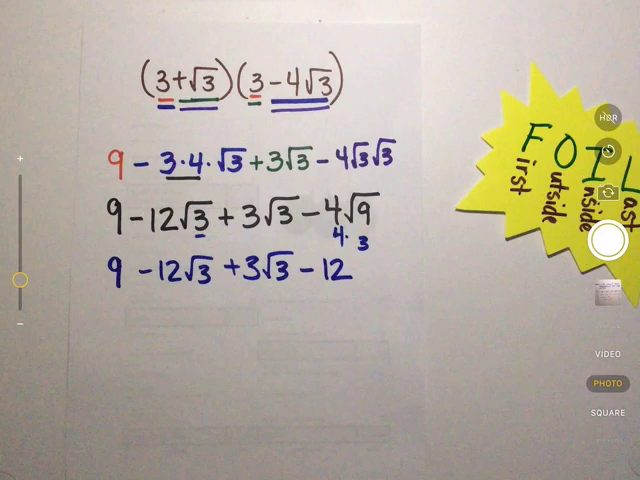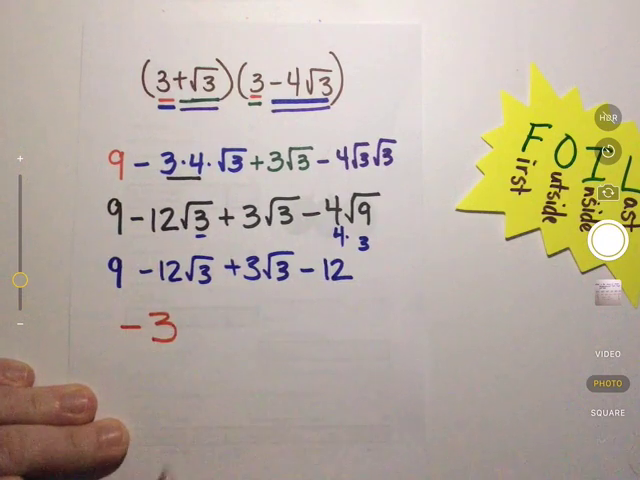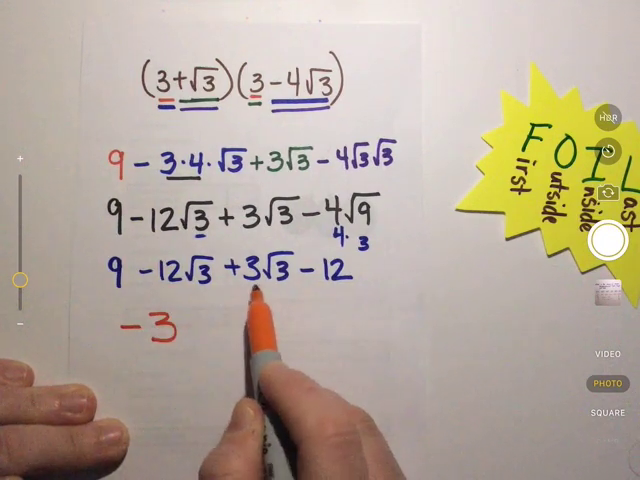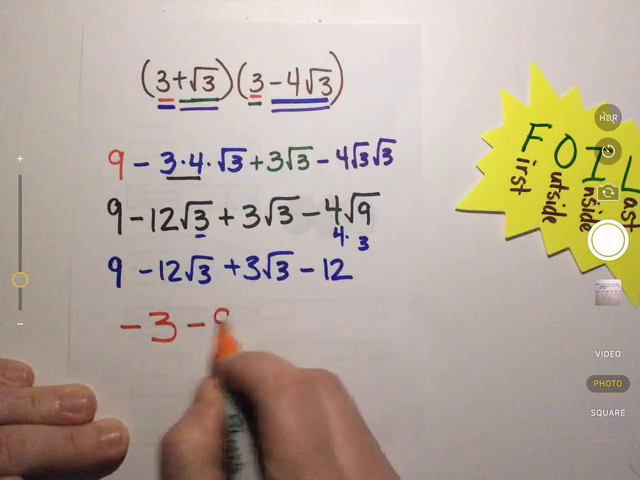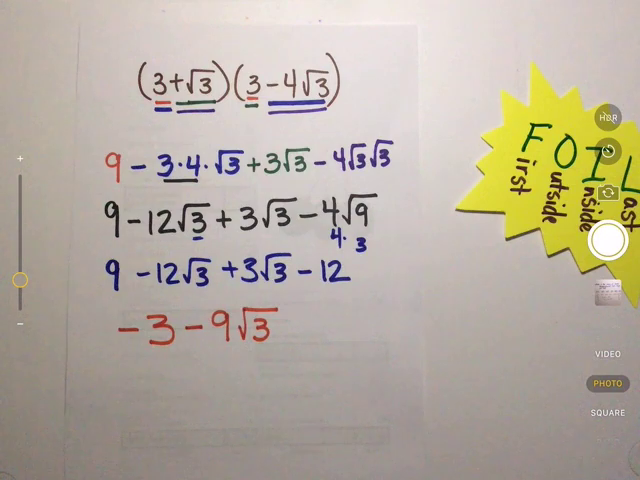And now we're ready to combine like terms like we did last week. So 9 minus 12 is negative 3. And negative 12 times the square root of 3 plus 3 times the square root of 3 is negative 9 times the square root of 3. All right, I'm going to give you the next one to try on your own and then check the video to see how you did.